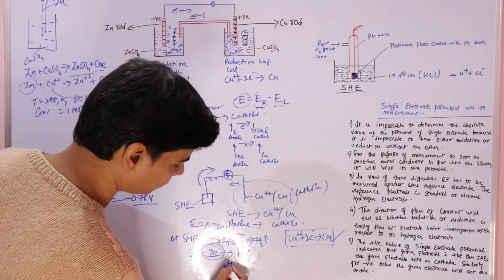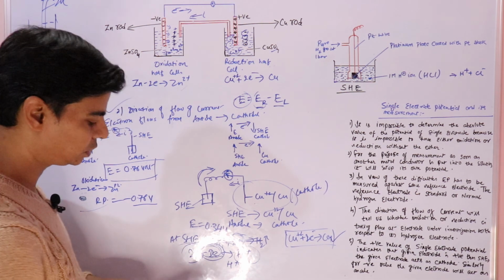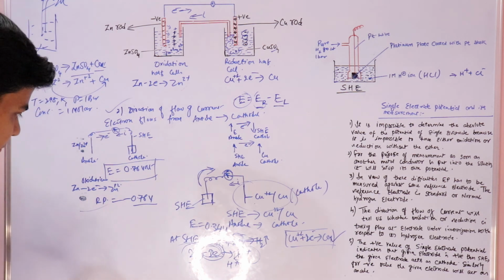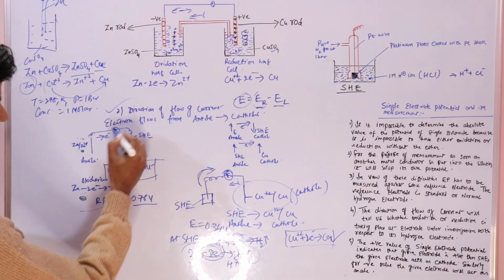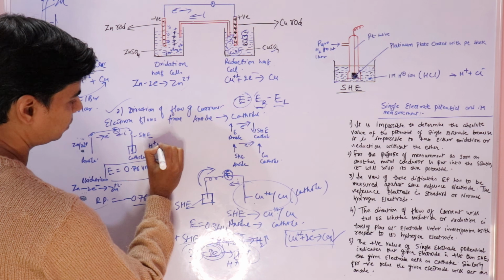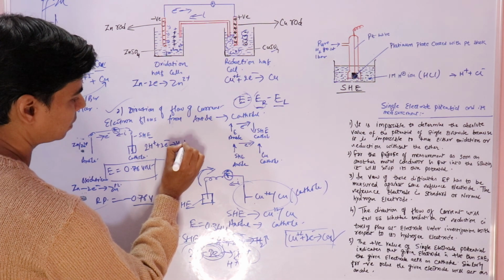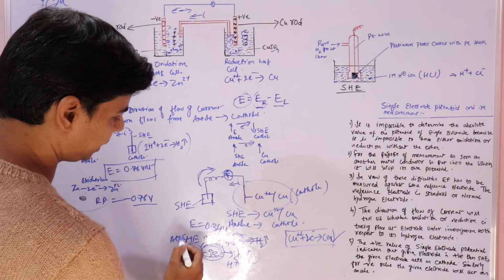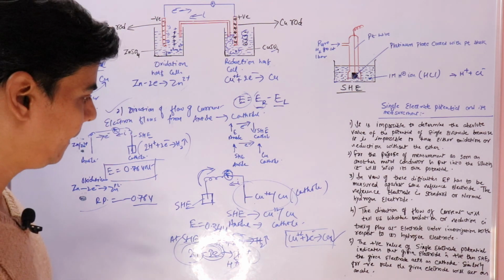It will form hydrogen ions, right? 2 hydrogen atoms means 1 hydrogen molecule, right? So it will lose 2 electrons to form 2 hydrogen ions. And in this case, the reaction that will occur at standard hydrogen electrode would be this. This is the reduction reaction that took place at standard hydrogen electrode, and here oxidation reaction took place at standard hydrogen electrode, right?